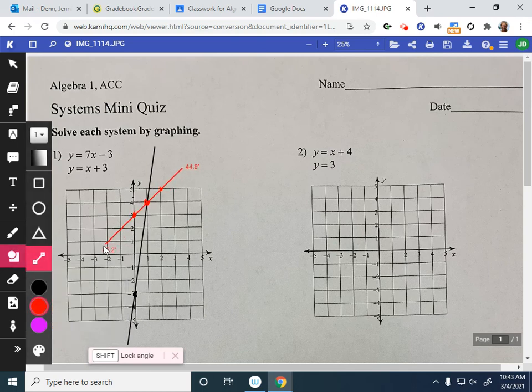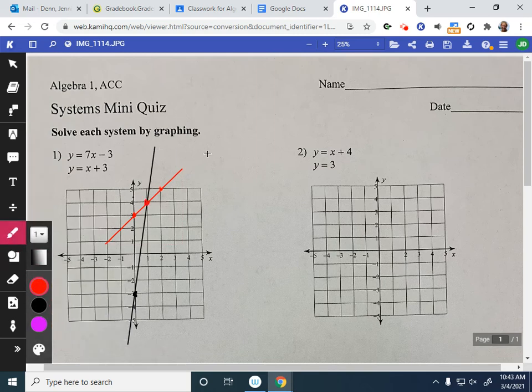When you graph these, even though you see where the solution is going to be, I want to see both graphs on there so that I know that you know what you're doing. So the solution here is over 1, up 4. So 1 on the x, 4 on the y. Again, give that answer as a coordinate, not as a x equals 1 or y equals 4.